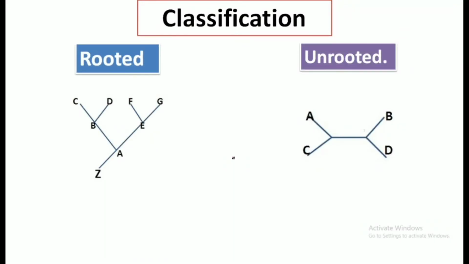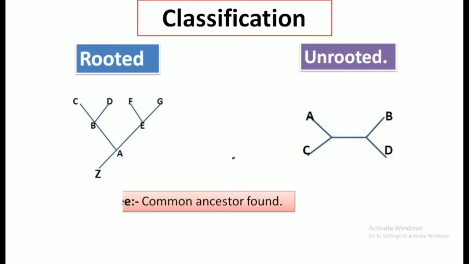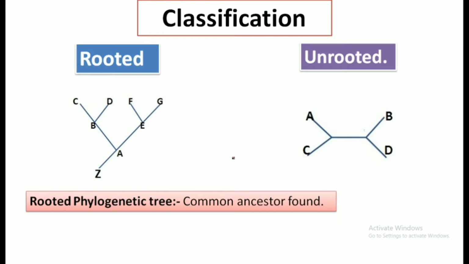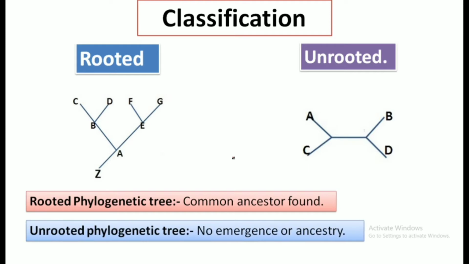Phylogenetic trees are basically divided into two different types: rooted and unrooted. In rooted phylogenetic trees, a common ancestor is found, and so they are more related. While in unrooted phylogenetic trees, we don't know what the common ancestor of those organisms is, because there is no such point of emergence. The point of emergence means the point from where they have emerged. Here you can see these two points are joining here. They don't have any one single point of emergence.